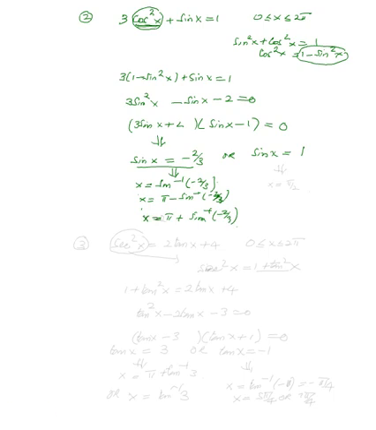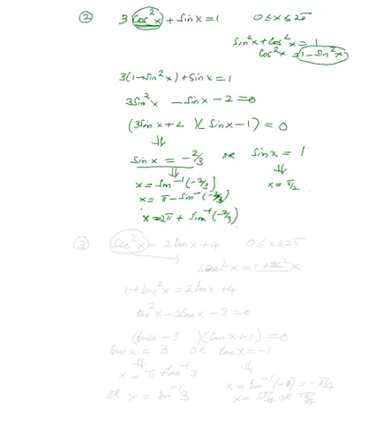It's supposed to be x equals 2 pi plus sine inverse of negative 2/3. So the other one, of course, x is supposed to be equal to pi over 2.